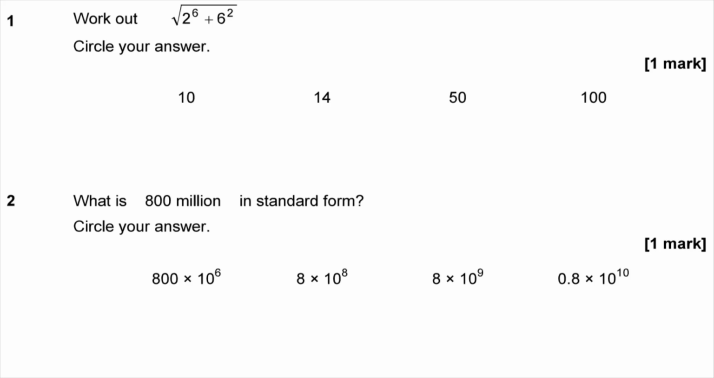Let's have a look at BIDMAS. BIDMAS says brackets first, then indices, then division and multiplication, and then addition and subtraction. So normally we would do the indices first. Now the indices here are the squares and the square root. But just take care because this square root goes all the way across the numbers. There's actually an implied pair of brackets in here. We're taking the square root of 2 to the 6 plus 6 to the power of 2. So actually we need to do what's in the brackets first.